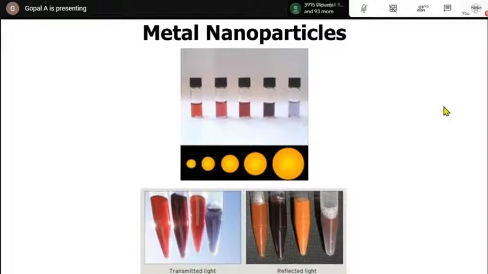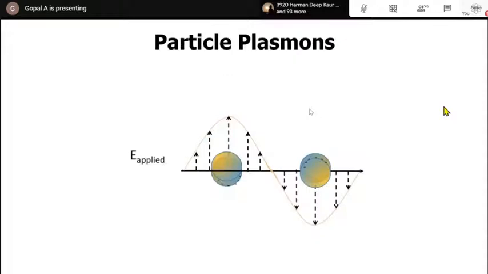So you can get different reflection and transmission properties. This happens because you have a particle. So this is a nanoparticle. It's a metal. A metal has lots of free electrons. Right? It's a conductor. So that means you have a large number of electrons on the surface of your nanoparticle. These electrons can move as a cloud. So all the electrons can move up and down. Okay? And there is some resonance frequency for this movement.